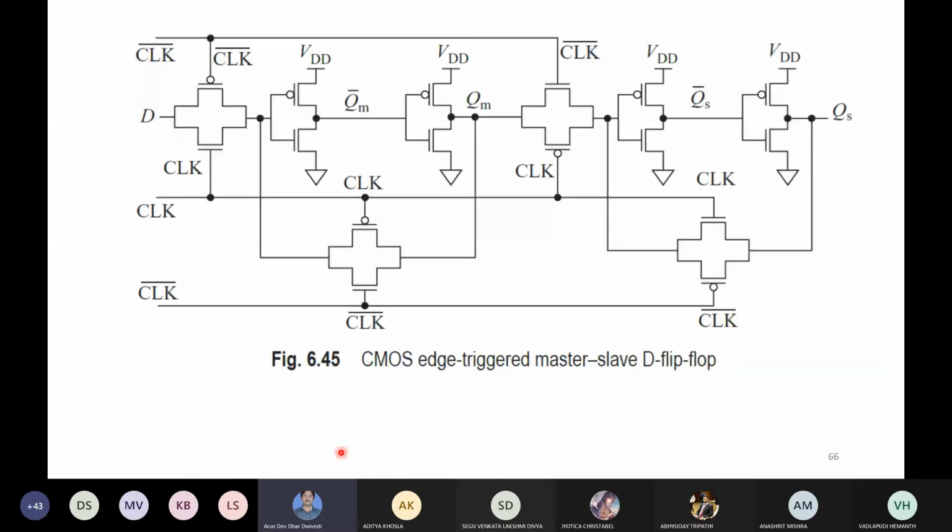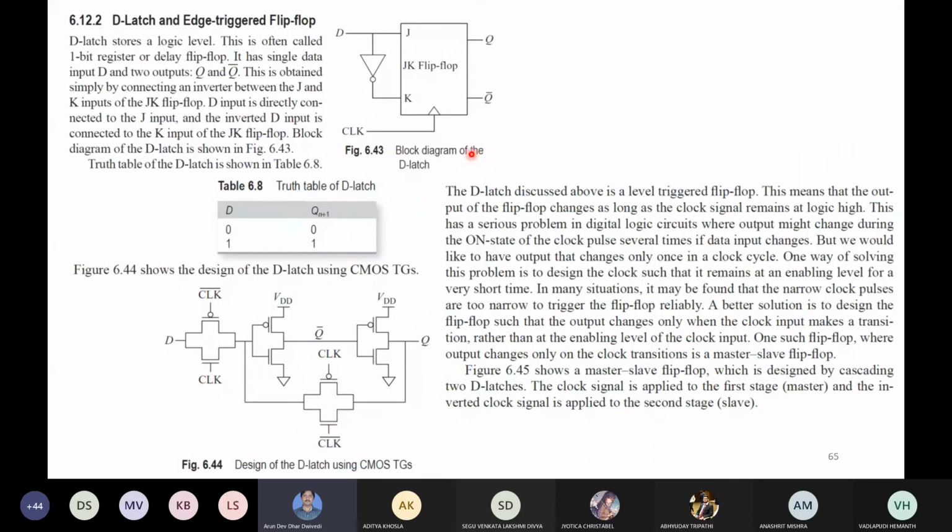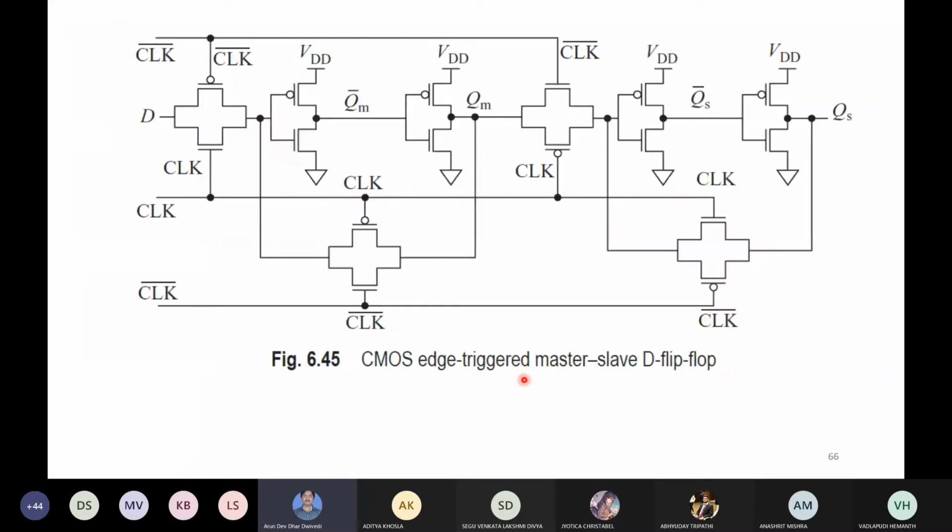Another modification can be done, that is the master slave. The first part you have designed, then another similar design, and the clock is controlled like here. The master slave means it is further modified in terms of master and slave. One is the master, this design, and another slave design is also there. So the CMOS edge triggered master slave D flip flop is designed.